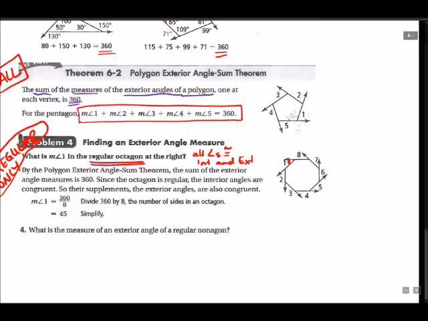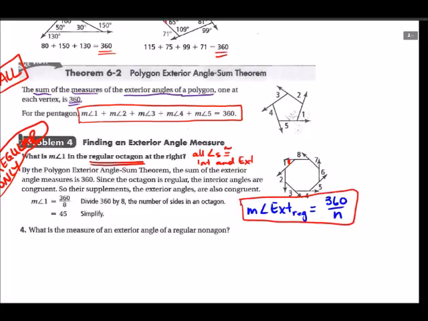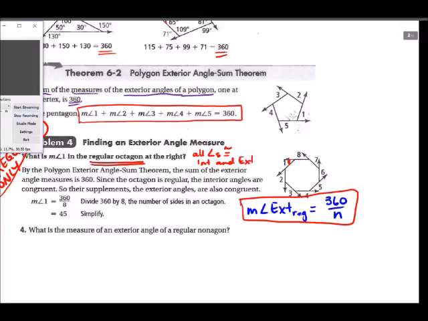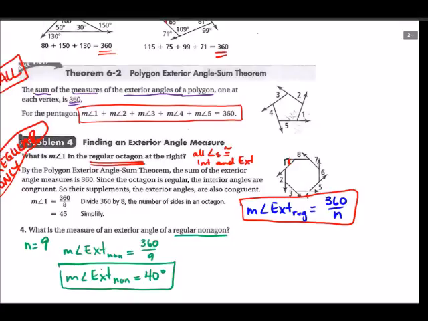So we have a formula that we can write here, and it says the measure of the exterior angle of a regular polygon is 360 divided by n, and that is totally worth putting inside a red box. All right, go ahead and pause the video and do our last problem. You should have sped right through that problem.